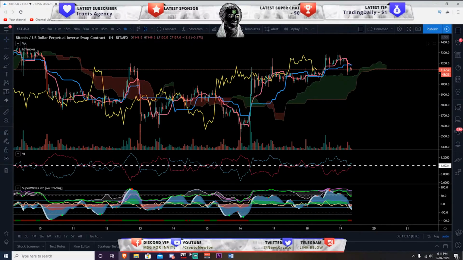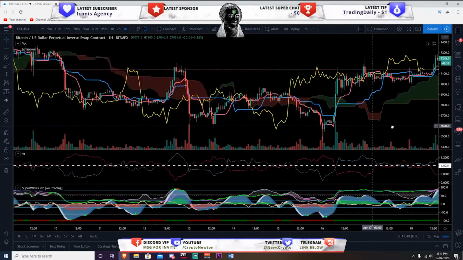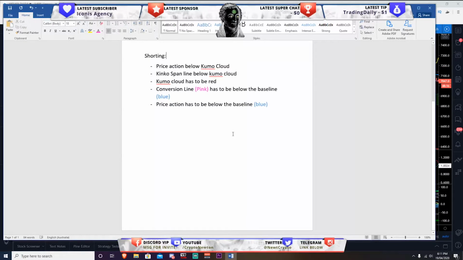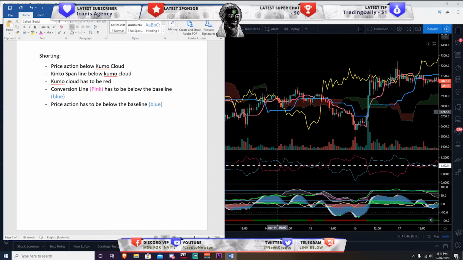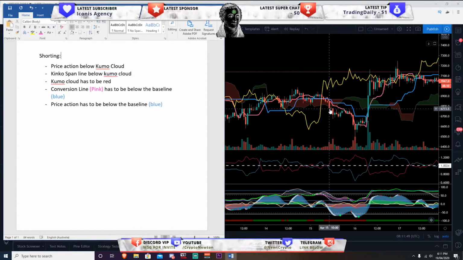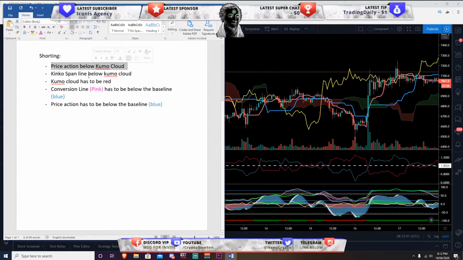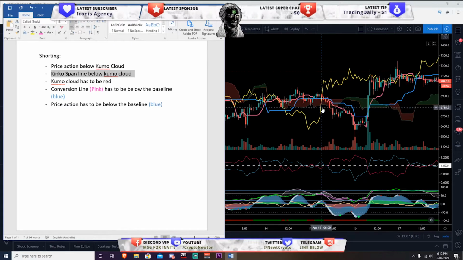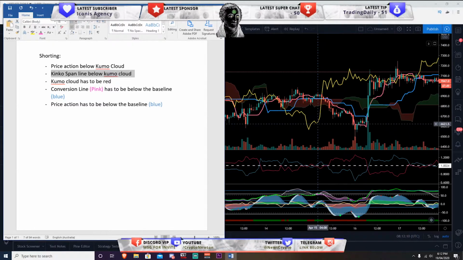what do you see, let me pull this on the other side. Let's get this up. So for shorting, you need your price action, which dropped below the red Kumo cloud. So you need your price action below the Kumo cloud, right? And you want your Kinko span line below the Kumo cloud, okay? The Kinko span line has to be below the Kumo cloud, right? So it was actually below the Kumo cloud here, but it was going to the upside. But right here, it's actually above the Kumo cloud. So I guess that wouldn't work, right?